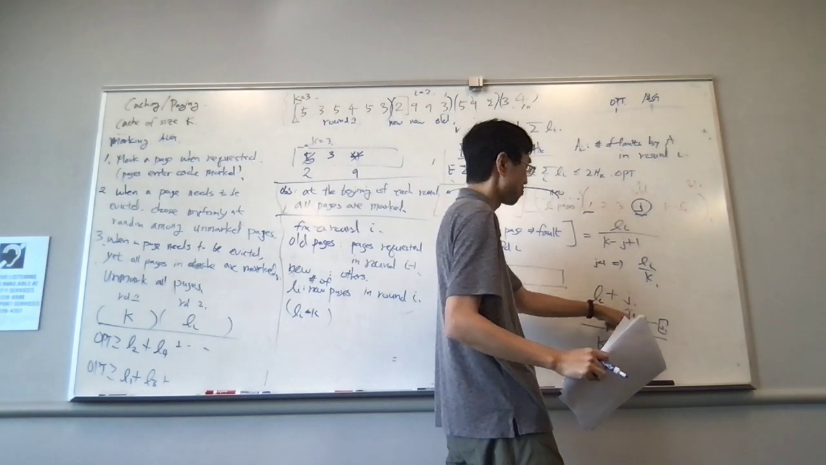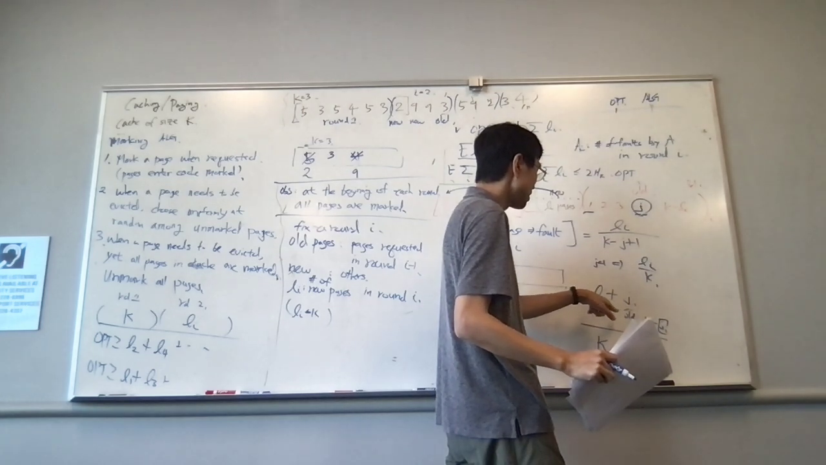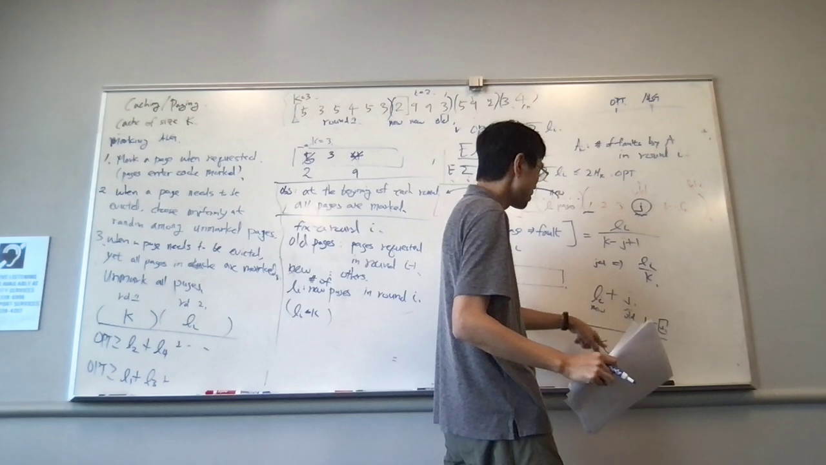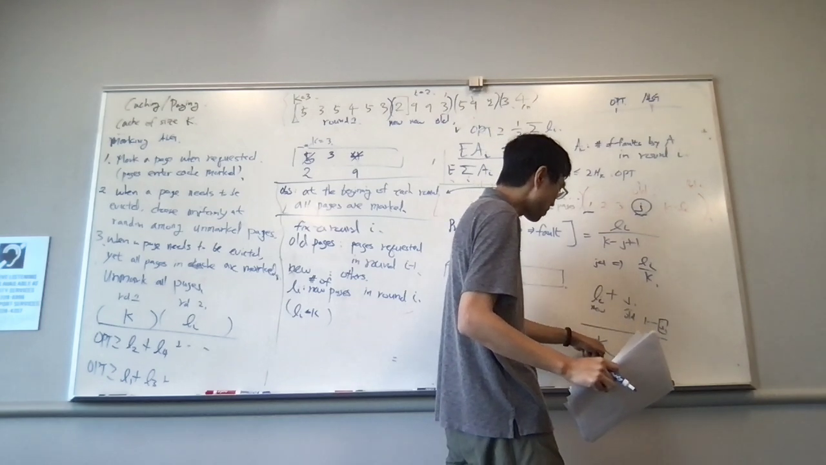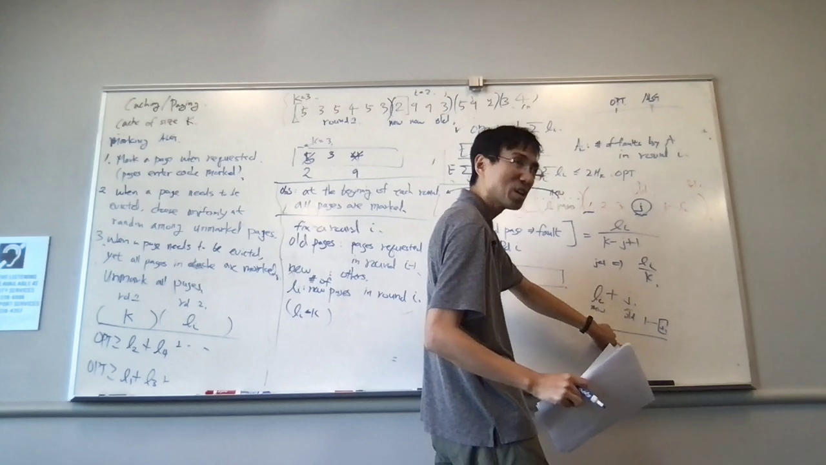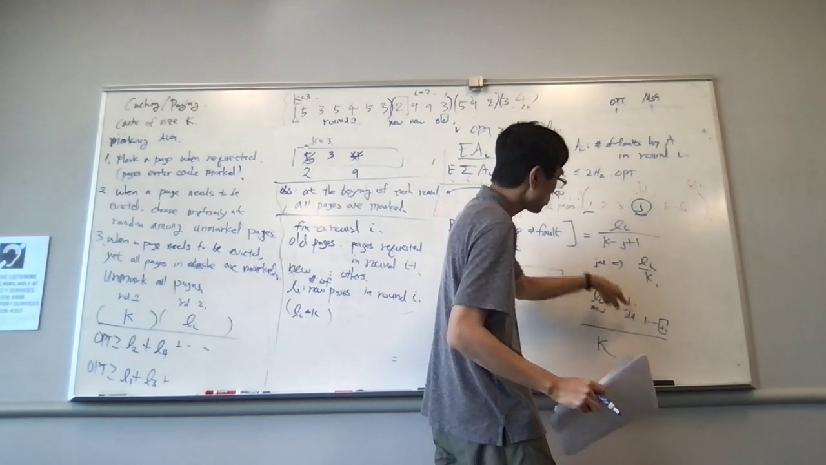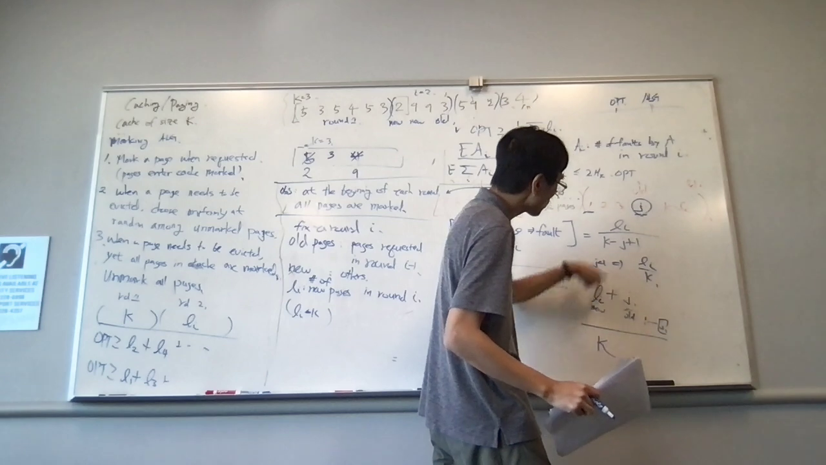So out of this k, from the denominator and numerator, remove these j minus 1 pages, pages 1 through j minus 1. That's exactly what I get here.